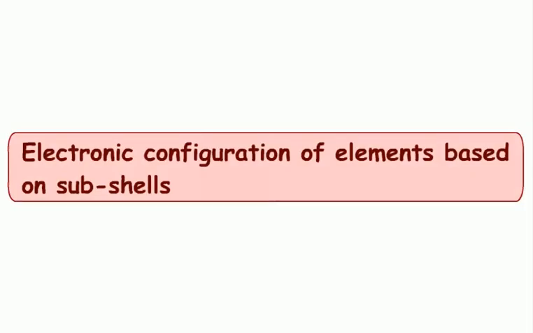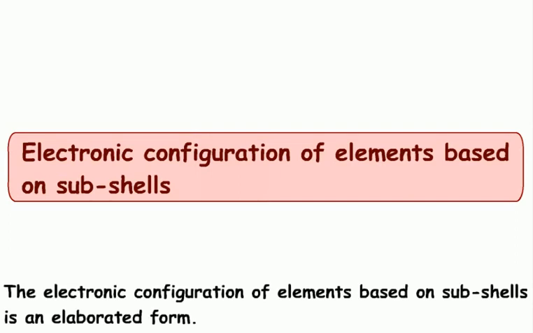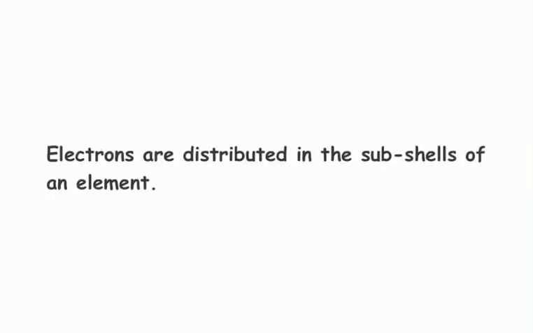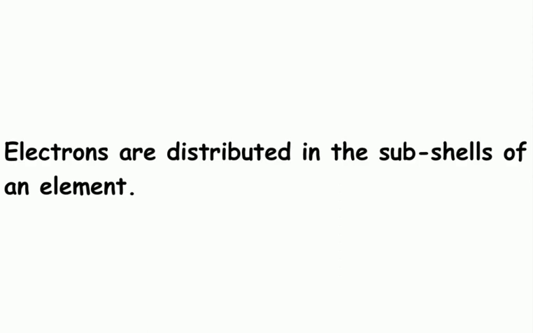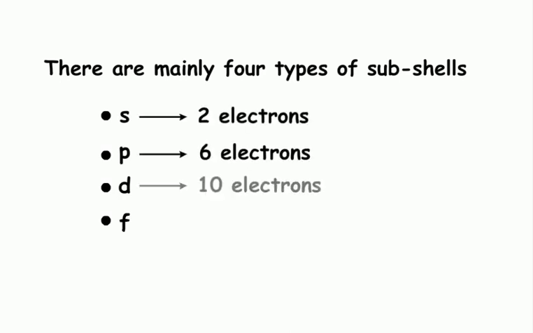Here you will learn about the electronic configuration of elements based on subshells. The electronic configuration of elements based on subshells is an elaborated form. Here, electrons are distributed in the subshells of an element. There are mainly 4 types of subshells: S, P, D, and F. The subshells S, P, D, and F can fill 2, 6, 10, and 14 electrons respectively.